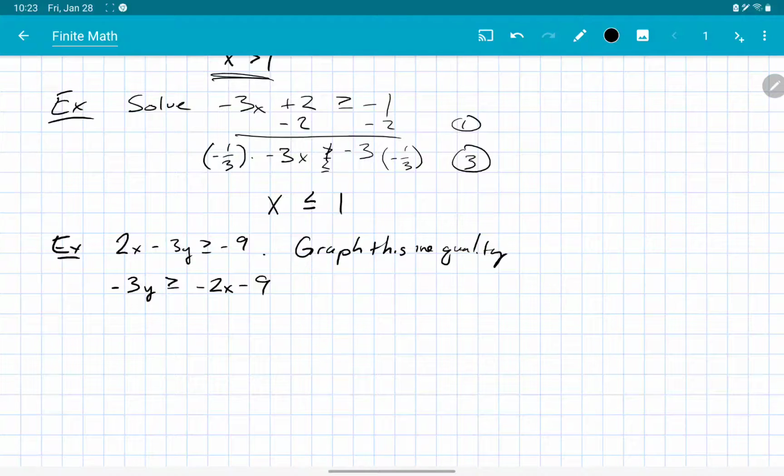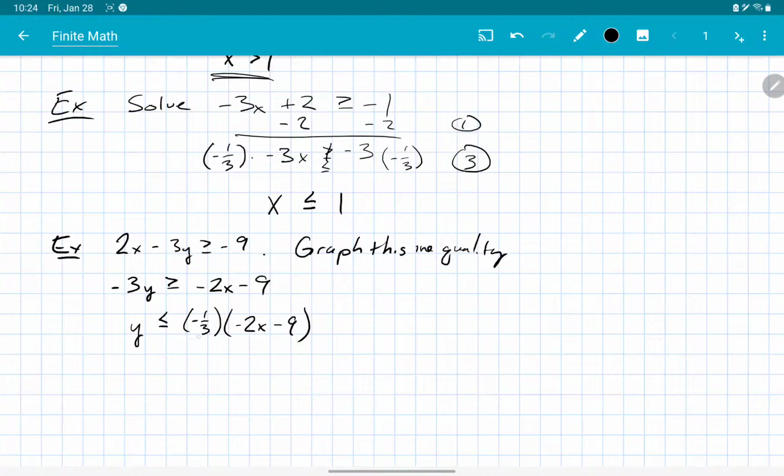Now, what we need to do is multiply both sides by negative 1/3. That's going to switch the sign around. And I haven't multiplied that through because I didn't want to do too much in one step, right? But on the left-hand side, I multiplied negative 3y times negative 1/3, and then I just get y. And then I switch the sign on the inequality around.